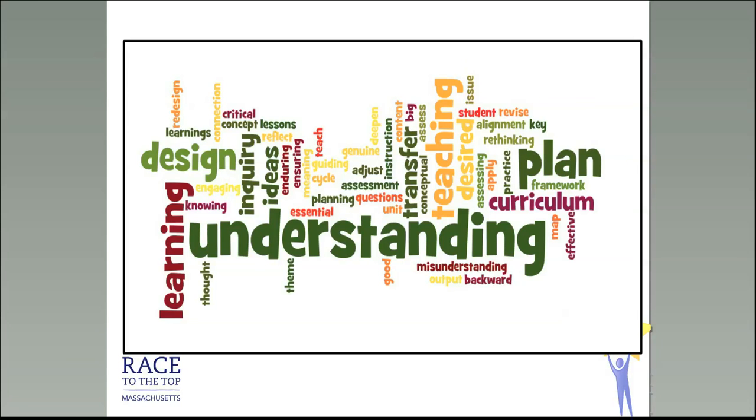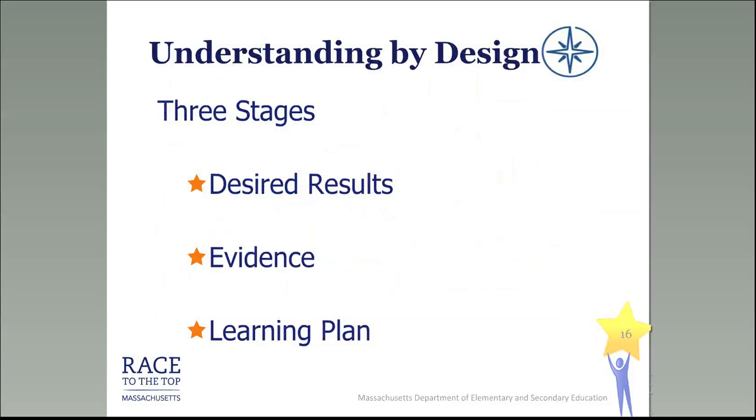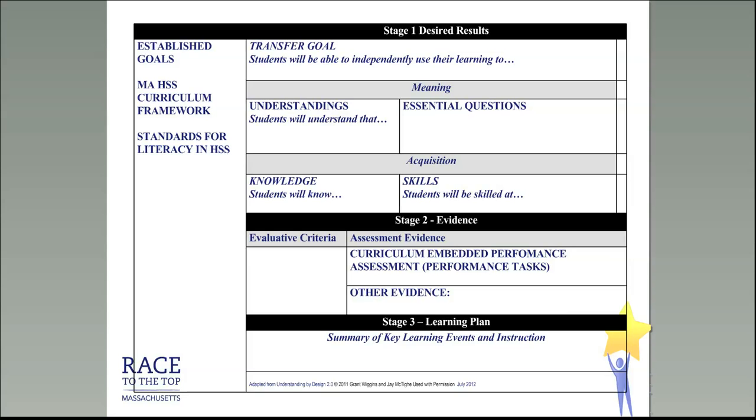So the 3 stages here, desired results, evidence, and the learning plan. You'll see this is a screenshot or a copy of the Understanding by Design template that we used. We use Understanding by Design 2.0, which is slightly different from the template that they released years ago. And the new piece of this has to do with the transfer goal. And that really makes it plain to the teacher, what will students be able to do independently? What will they be able to use their learning to do independently beyond this unit or beyond this course?